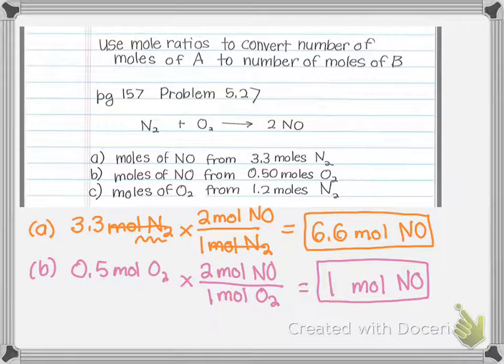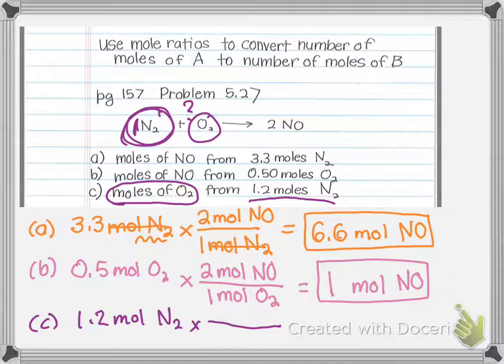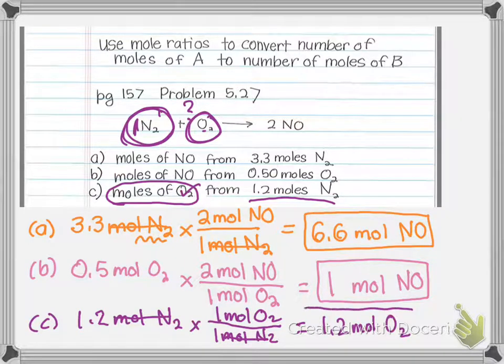So letter C says, I'm looking for the moles of oxygen. So this is what I'm looking for. And this time it gives me 1.2 moles of N2. Oh, that's this one here. So I say 1.2 moles of N2 is what I'm given. And when I set up my ratio, the N2 has a 1 in front of it. I put that on the bottom, so it will cancel. And then I'm looking for oxygen, so that also has a 1. So this is a 1-to-1 ratio. So if I have 1.2 moles of nitrogen to react with that, I would need 1.2 moles of oxygen.